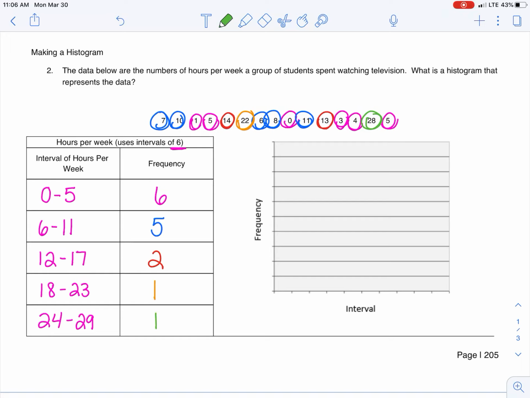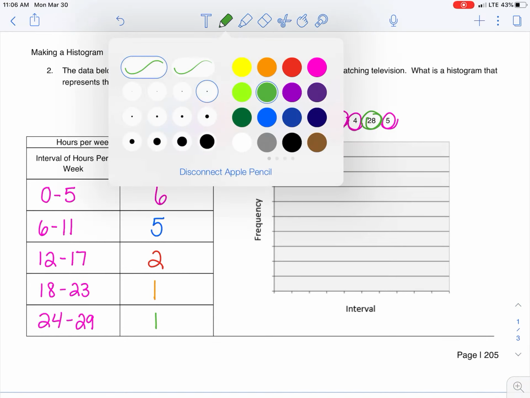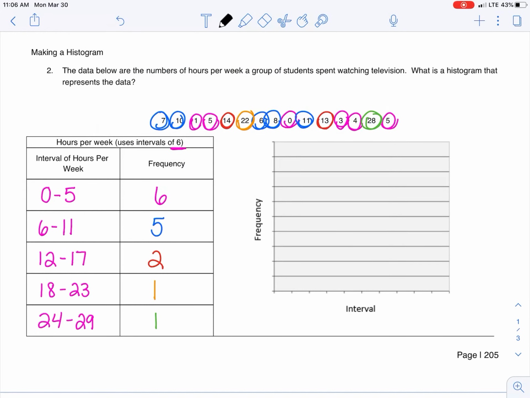Okay, this is where it gets important to make sure that we understand what's going on here. So our intervals are what's at the bottom, okay? And we're talking about hours per week. So I'm going to go ahead and I'm going to label. Okay, so I usually say between here and here is my first interval. So I'm going to say that's 0 to 5. I'm going to label that.